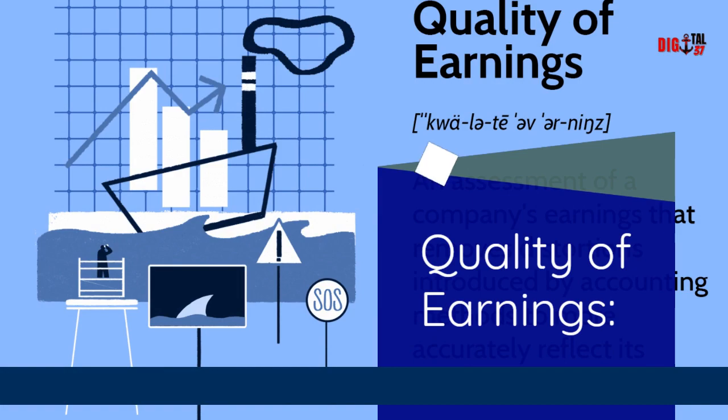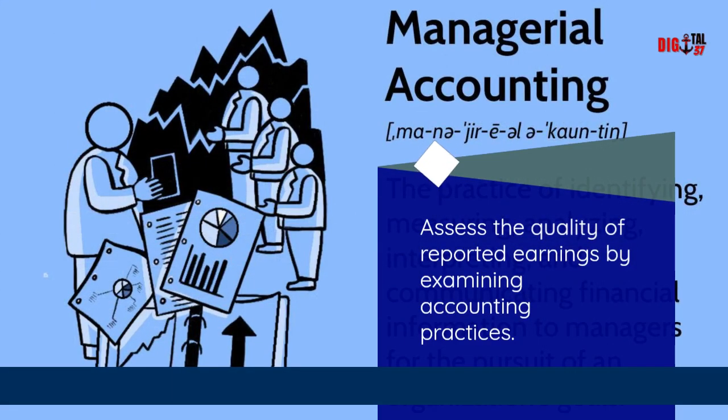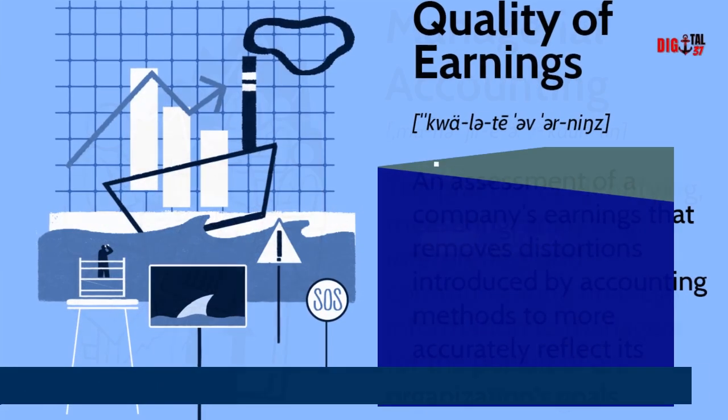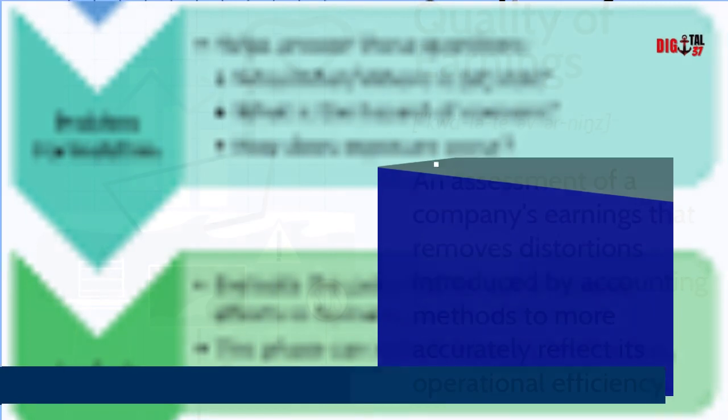Quality of earnings. Assess the quality of reported earnings by examining accounting practices. Look for signs of aggressive revenue recognition or one-time adjustments.